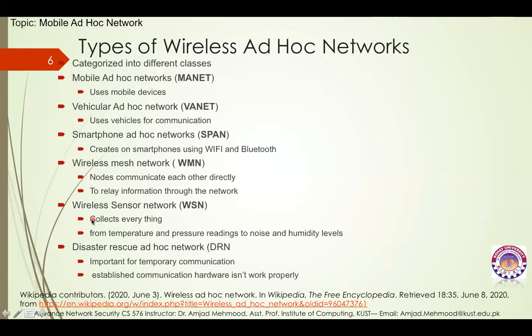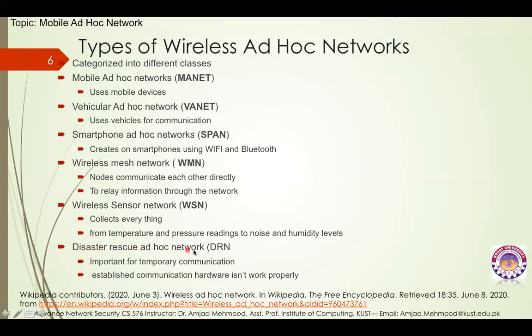Wireless sensor network collects everything, like you have different kinds of sensors, and they connect with each other directly to send their information to another node. So they will be from temperature and pressure readings to noise and humidity levels. As you know, there are different kinds of sensors, so each sensor has its own job. Each sensor will be sending its data to another sensor, and another sensor will be routing that information to the next node or to the base station.